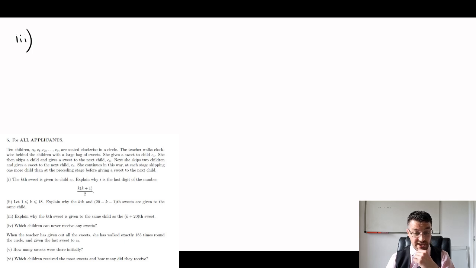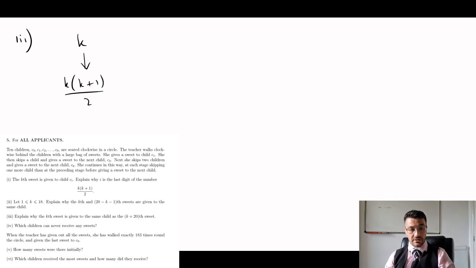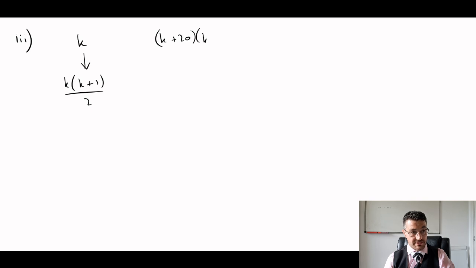Okay, so let's continue. Where are we up to? Part 3. Explain why the kth sweet is given to the same child as the k plus 20th sweet. It's the same kind of thing, right? We've got the kth sweet. The teacher has stood behind k times k plus 1 over 2 seats, and for the k plus 20th sweet, k plus 20 times k plus 21 over 2.